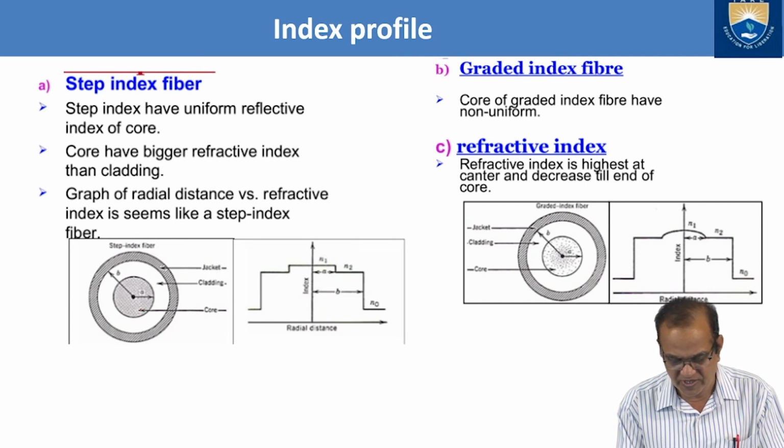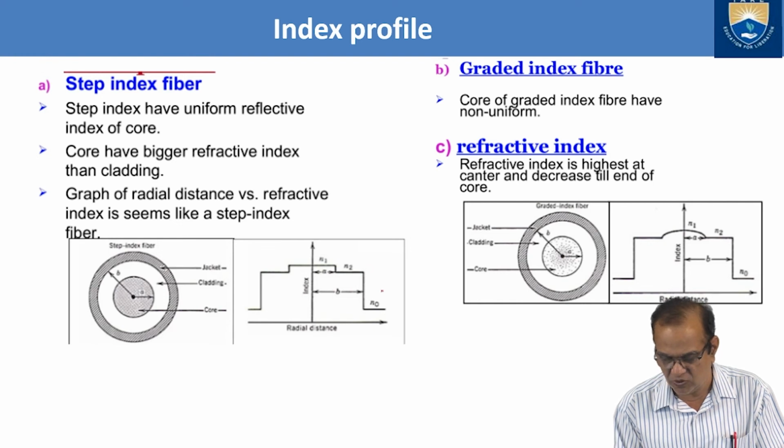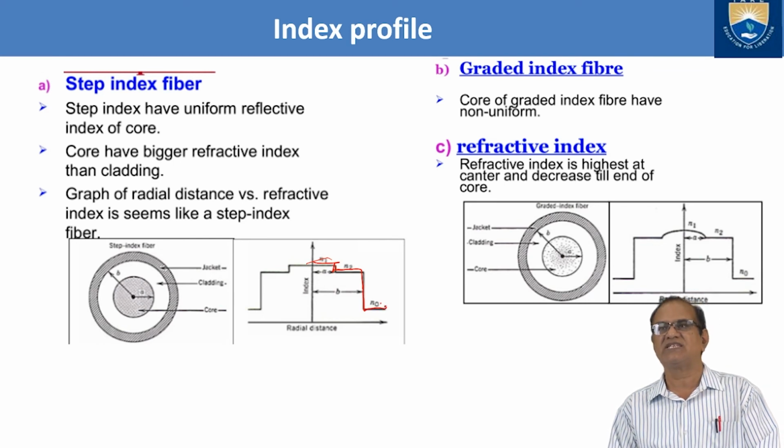This is the core, this is the cladding, and this is the jacket. And how these things are, it is going like a step. This step, this step. So we have 1, 2, and 3. In this way it is going.